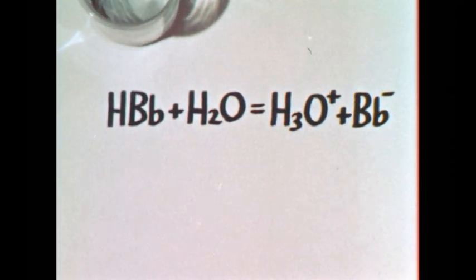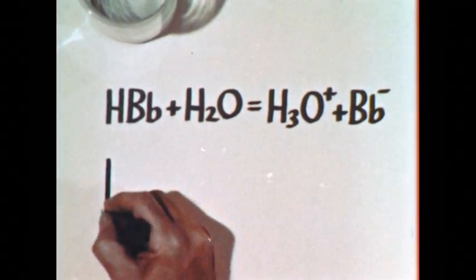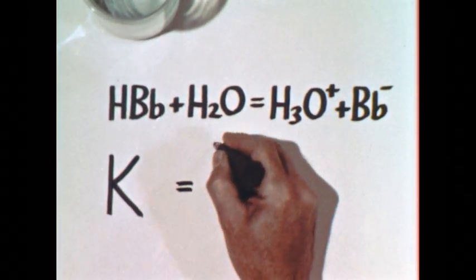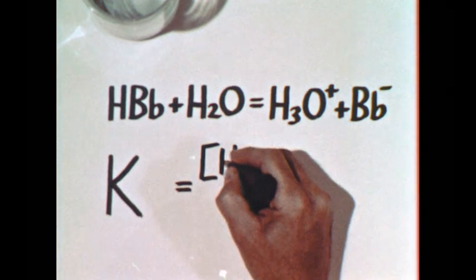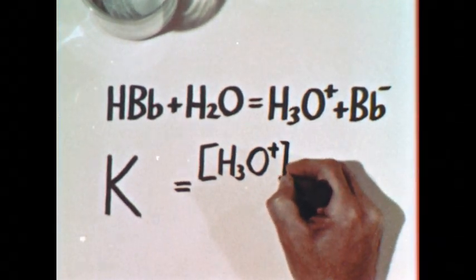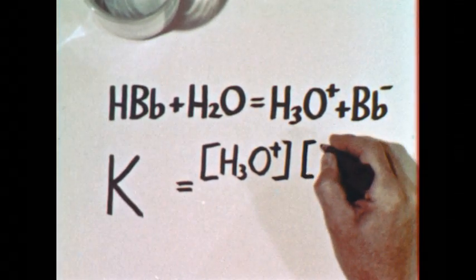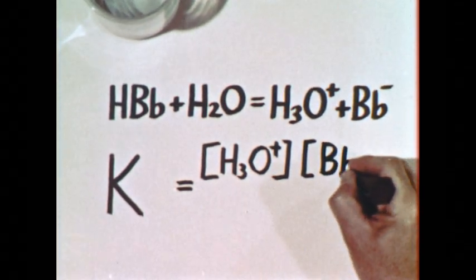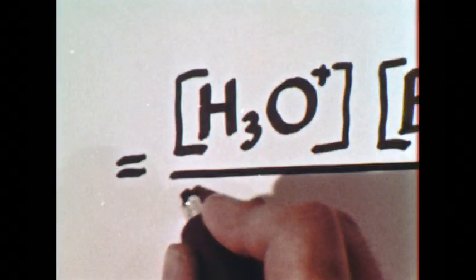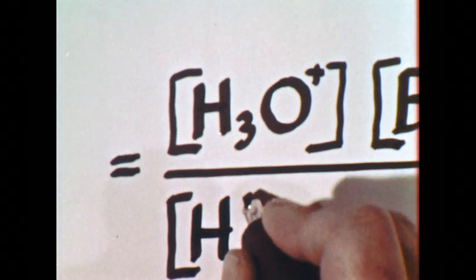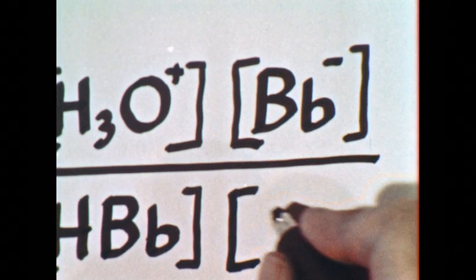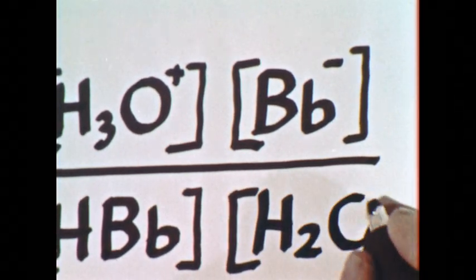We start with the chemical equation. The concentration of the product is placed in the numerator. The concentration of hydronium ion is multiplied by the concentration of BB minus, the blue form of the indicator. The reactants go in the denominator. The concentration of HBB, the yellow form of the indicator, is multiplied by the concentration of water.